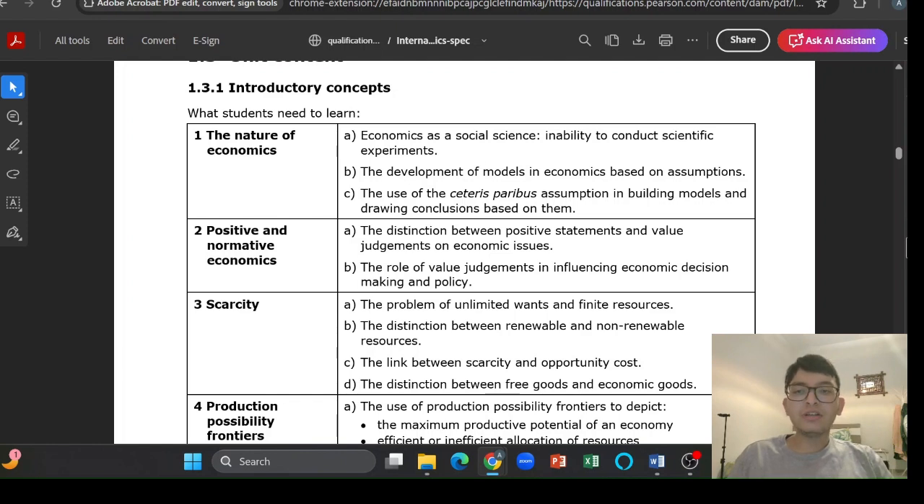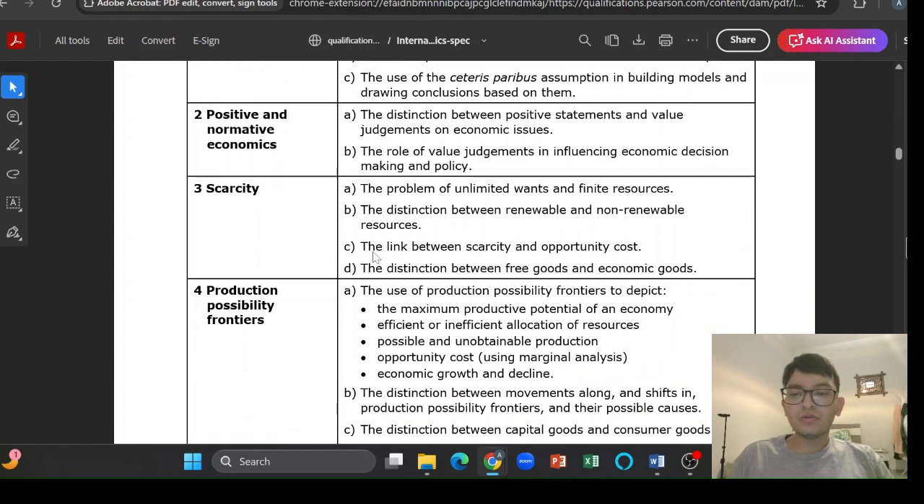Ceteris paribus, which is basically to do with variables, when one variable affects another. Then there are even positive and normative economics as well. So it's basically to do with the type of economics as well, how studies of economics are done.